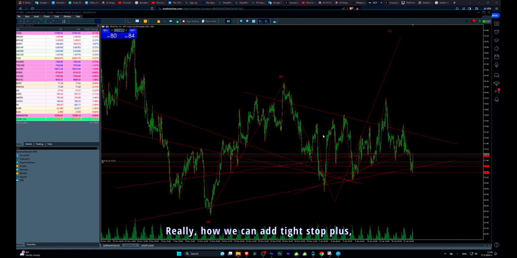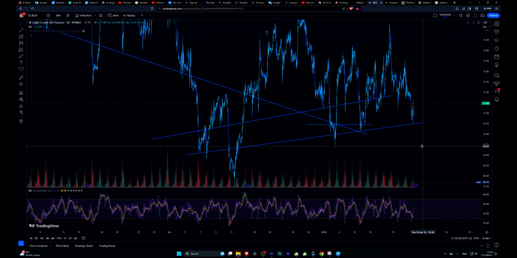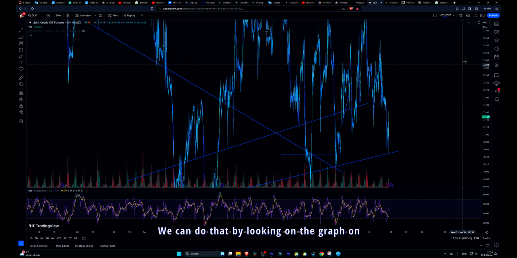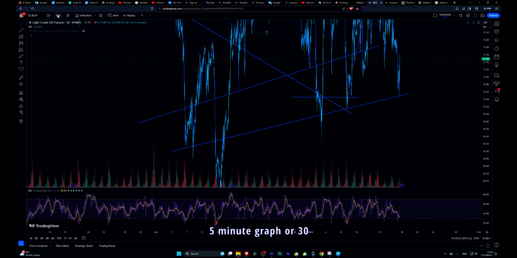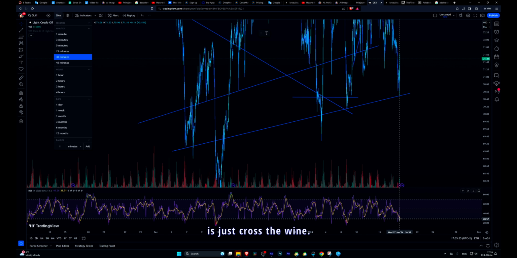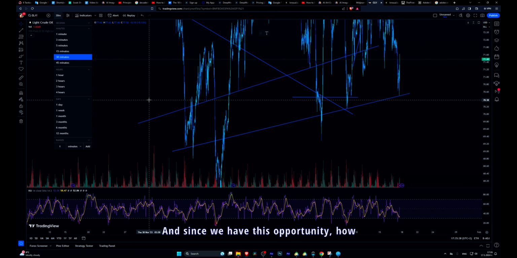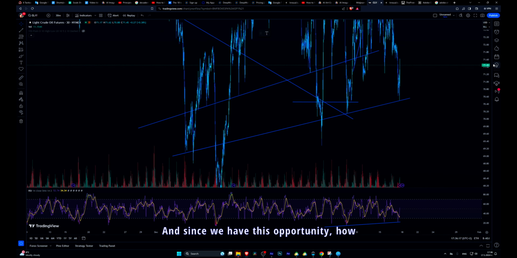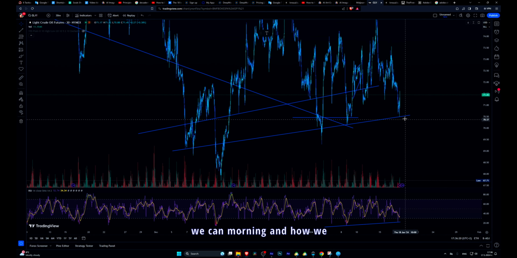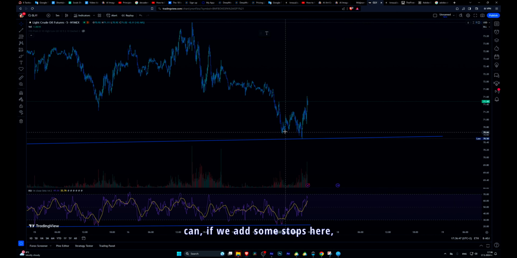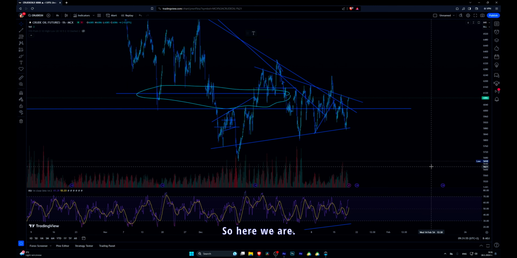Really, how can we add a tight stop loss, which won't be hit? We can do that by looking on the 5-minute graph or 30-minute graph, let's say, where it just crossed the line. Since we have this opportunity, how can we monitor it? If we add some stops, it just crossed the line, we're coming in and adding some stops just below that area, right? So here we are.